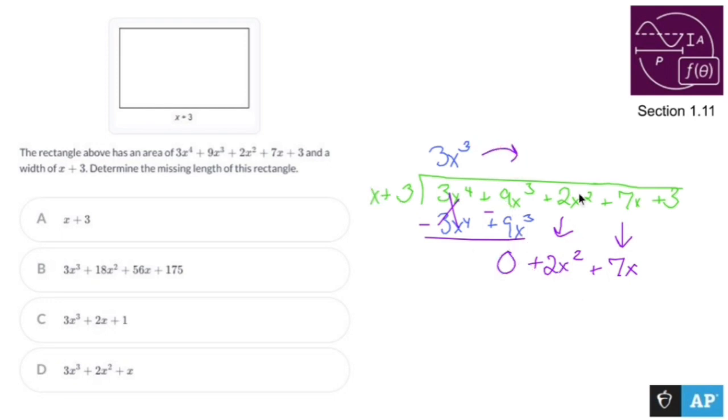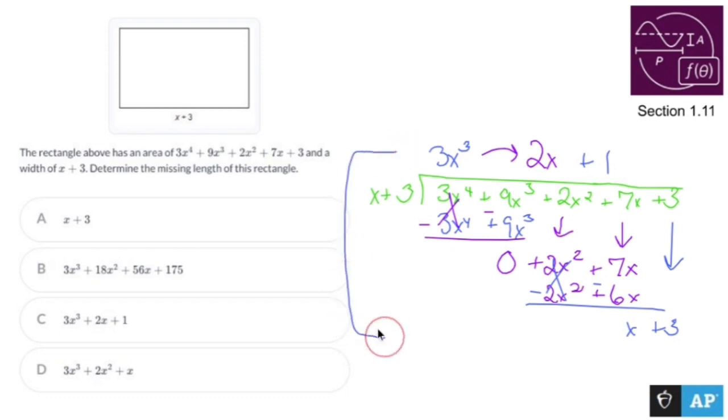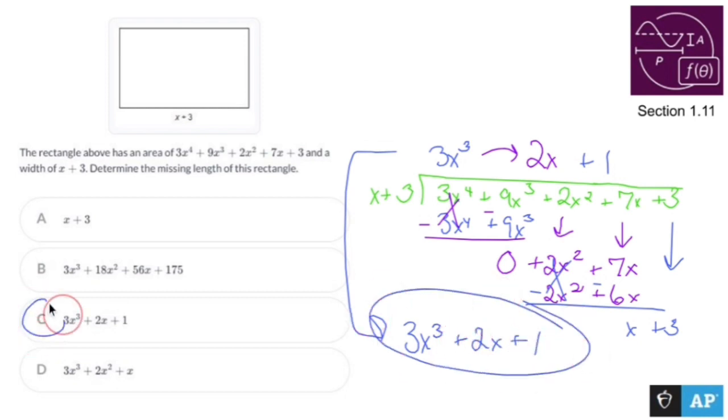x times what is 2x squared? x times 2x is 2x squared. So multiply 2x to x and you get 2x squared. Multiply 2x to 3 and you get positive 6x. Subtract that entire row, which means flip the signs, flip the signs. 7x minus 6x is going to be regular x. Drop down the plus 3. x plus 3 times what is x plus 3 plus 1? So the guy that I get is going to be positive 3x cubed plus 2x plus 1, which is C.